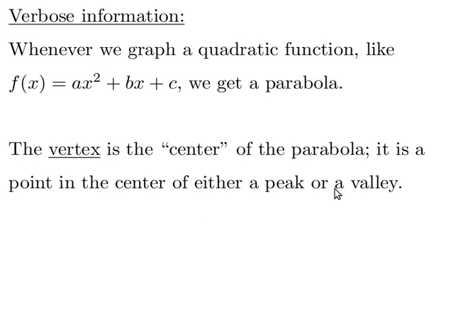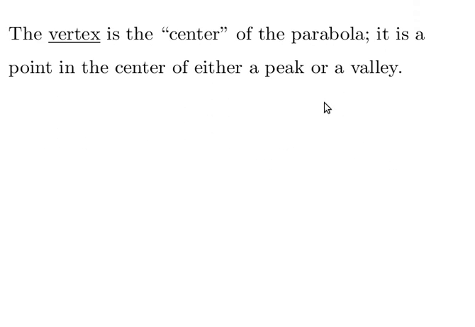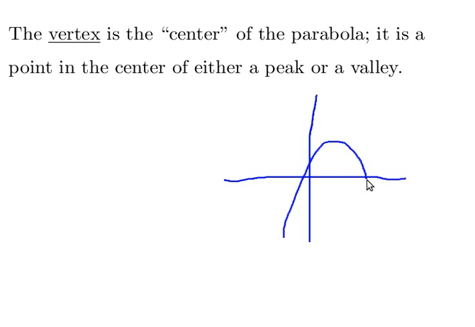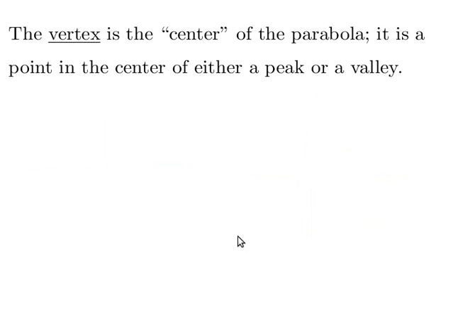So, say for example, if we have a parabola that looks like this, if we have a peak, that means it's something that opens down. The vertex is going to be right here. It's the center. Or if we have a valley, it's going to be a parabola that opens up. That means this is going to be the vertex here. It's the center of the parabola. Okay, so that is the vertex.